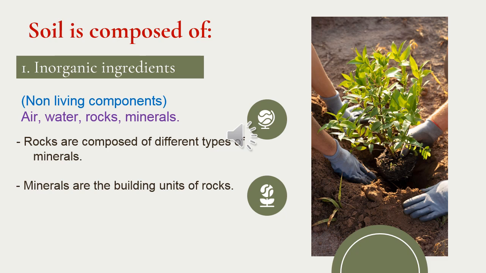Each soil consists of inorganic materials and organic materials. Do you know what's meant by inorganic ingredients? Inorganic ingredients means the non-living things that we can find inside the soil. So can anyone give me an example of an inorganic material that we can find inside the soil? Super, like air, water, rocks, and minerals.